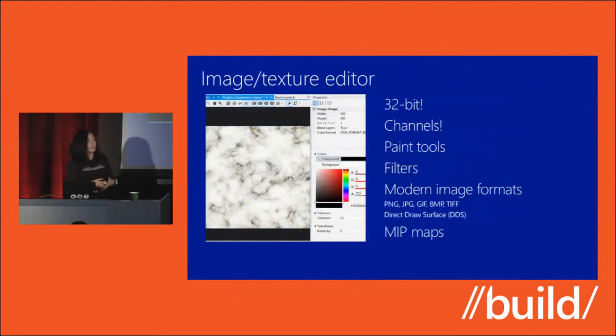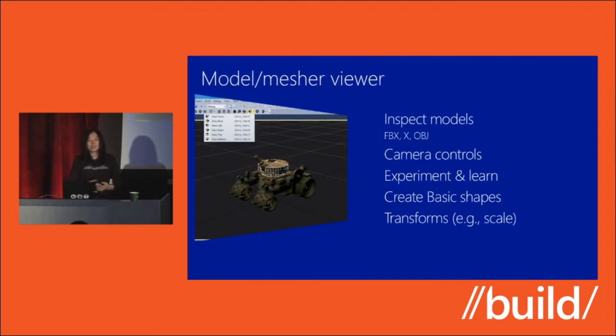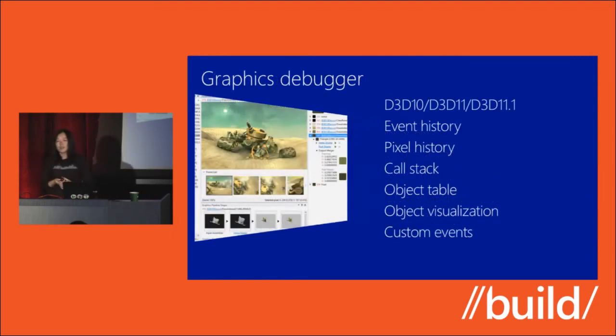Just to summarize what we have just seen: a new image and texture editor that supports more formats and more functionalities. A mesh model viewer I showed you briefly, where you can see the 3D model and rotate it to see the different angles. I showed you a graphics debugger. Has anyone here used PIX before? A few, less than 10 people. So this is just like what PIX will be doing. This will be the new PIX in Visual Studio, so you don't have to leave Visual Studio to use something else.